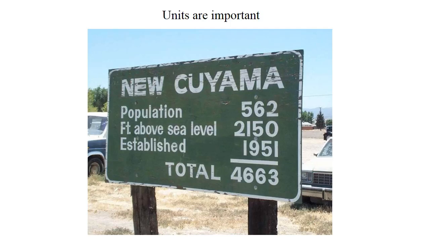So this is just a funny sign that's a real sign. I don't know if it was meant to be a joke at the time, probably, but it's just a sign that iterates how important units are. You can see that the population, the number of feet above sea level, and the year it was established are not congruent units, and therefore you can't just add them together. But I thought that was a funny sign to show how important units are.